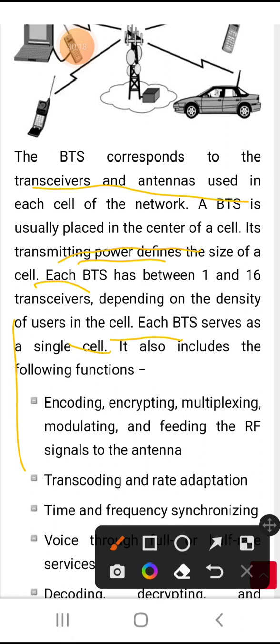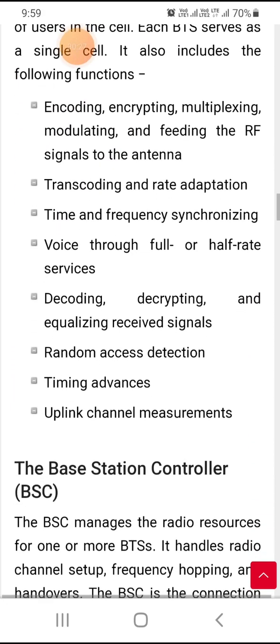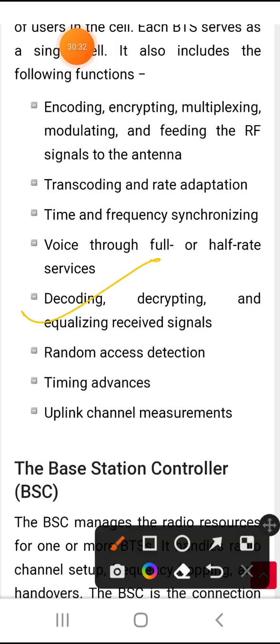It also includes the following functions: encoding, transcoding, time and frequency, and voice through the full and half rate services, decoding, decrypting, and equalizing the received signal, random access detection, timing advance, uplink channel measurement.